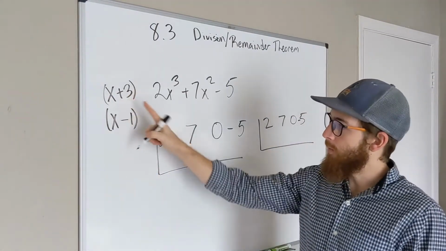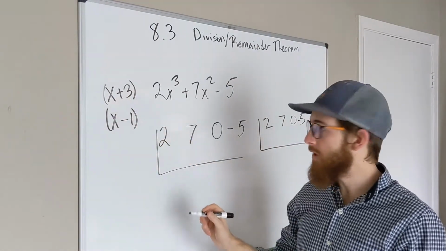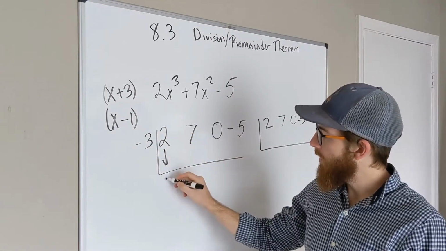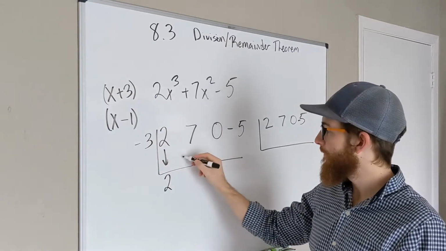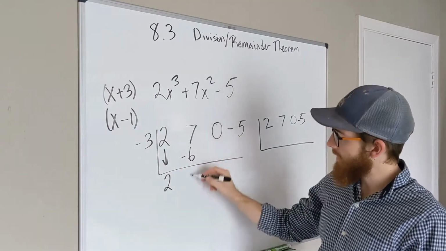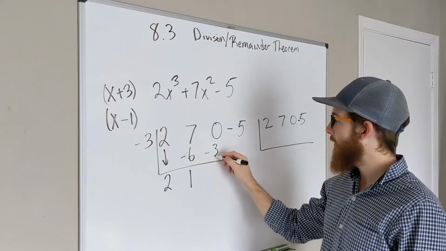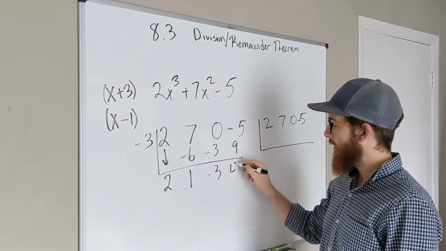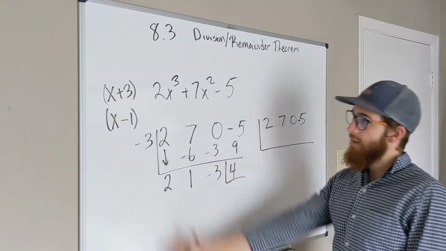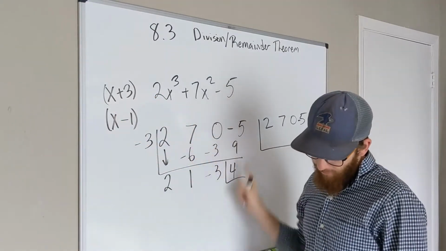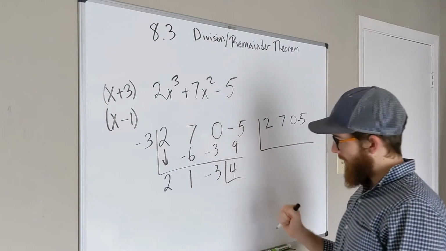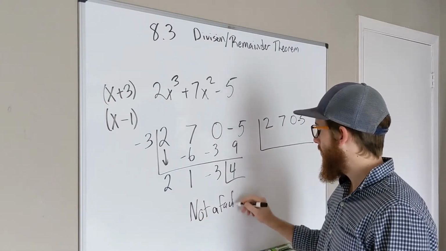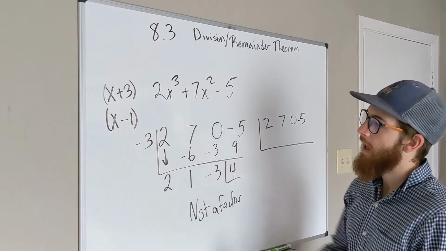Now for the first one, if I set x plus 3 equal to 0, I get -3. So let's bring down the 2. 2 times -3 is -6, 1, -3, -3, 9, 4. Is x plus 3 a factor of this? No, not a factor.